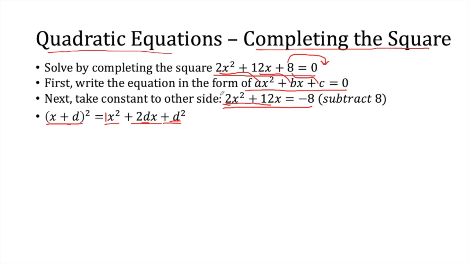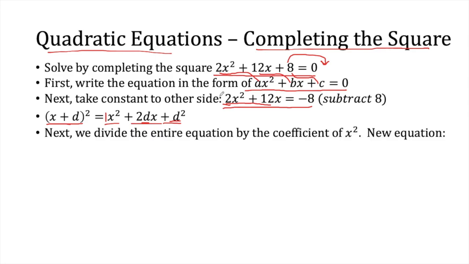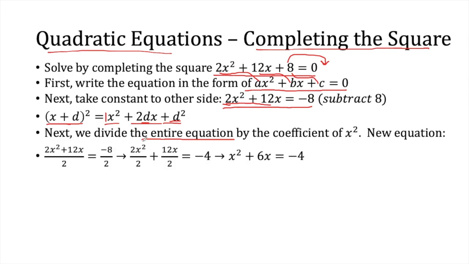And we will do this by dividing by 2 on both sides of the equation. We could also phrase this as dividing the entire equation by 2. It means the same thing as dividing by 2 on both sides. So now, if we perform this operation, we will get 2x squared plus 12x whole divided by 2. We can separate these terms as 2x squared by 2 plus 12x by 2, and negative 8 divided by 2 is just negative 4. So 2x squared by 2 is x squared and 12x by 2 is 6x, so that will give us x squared plus 6x is equal to negative 4 as our new equation.